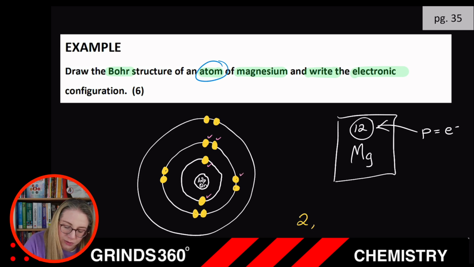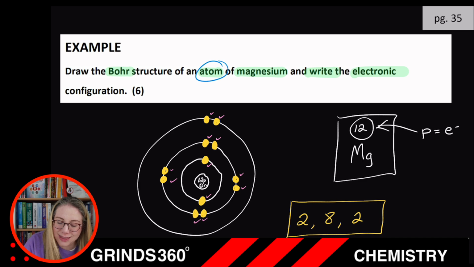1, 2, 3, 4, 5, 6, 7, 8. We have 8 electrons in the second. And now how many are in the third? You have 1, 2. So my electron configuration looks like this.